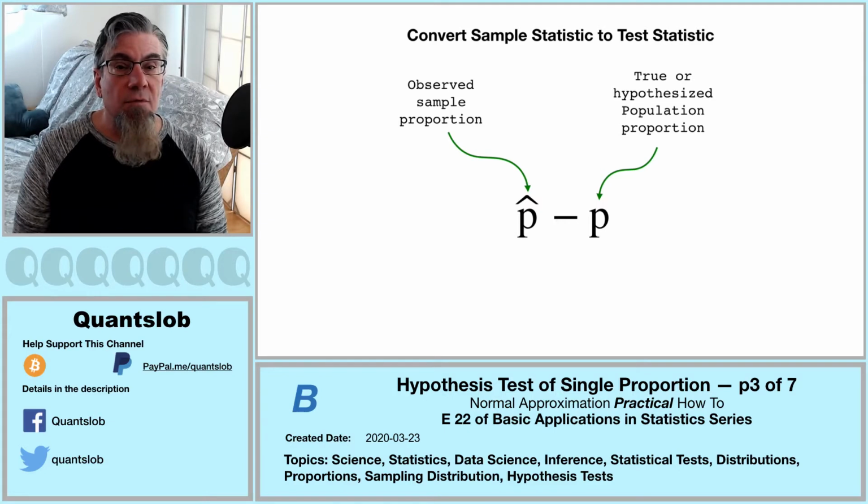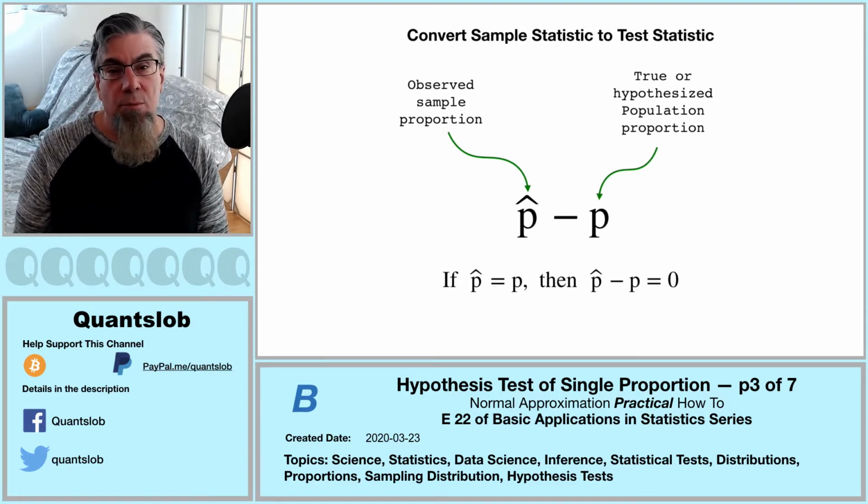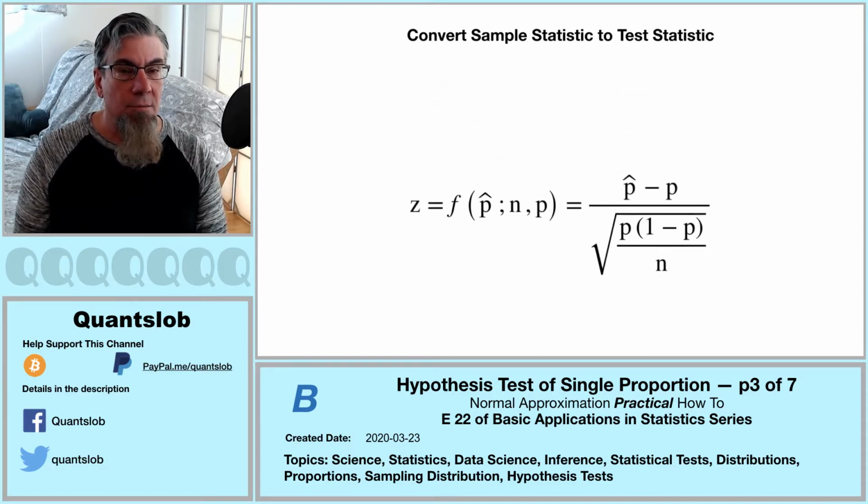We can think of this difference as a measure of how far away our observation is from our assumed value in either direction. If our observation is larger than our assumed population proportion, this difference is going to be some positive number. Conversely, if our observation is smaller than our assumed population proportion, this difference is going to be some negative number. And of course, needless to say, if our observed sample proportion is the same as our hypothetical proportion, then this difference, the numerator on the right-hand side, is simply 0.